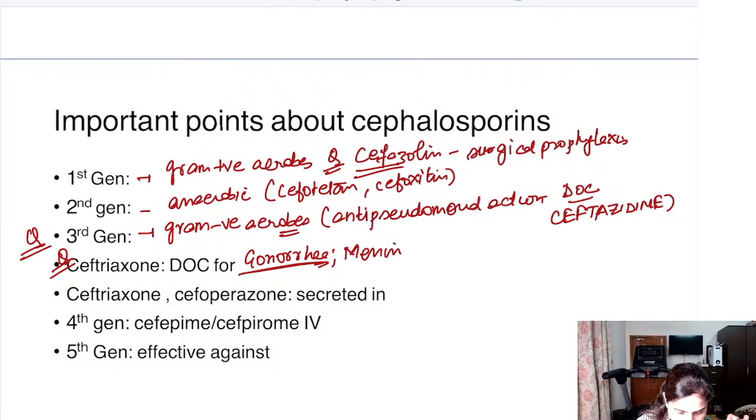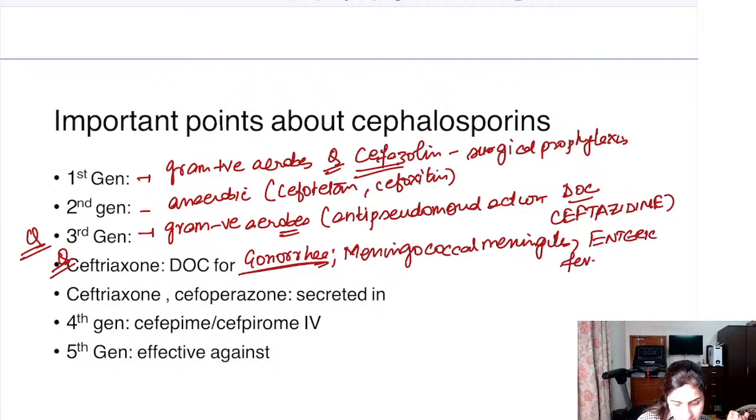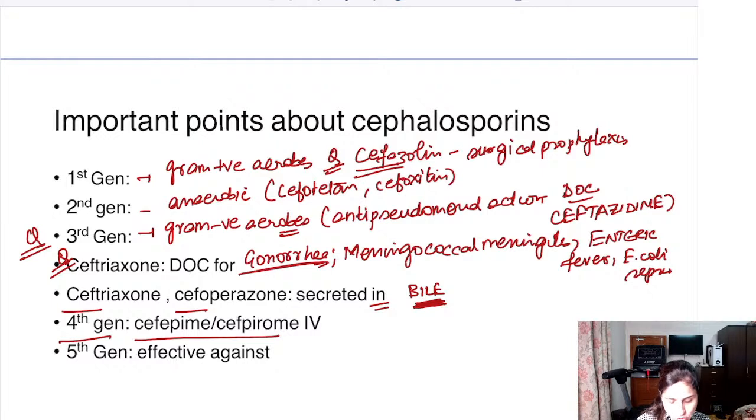Then meningococcal meningitis, enteric fever, then E. coli sepsis. Very well, all very good drugs for this. So ceftriaxone and cefoperazone are secreted in the bile, so they are safer in kidney function. So in the fourth generation, nothing much, just remember the names cefepime, cefpirome, with almost similar actions.